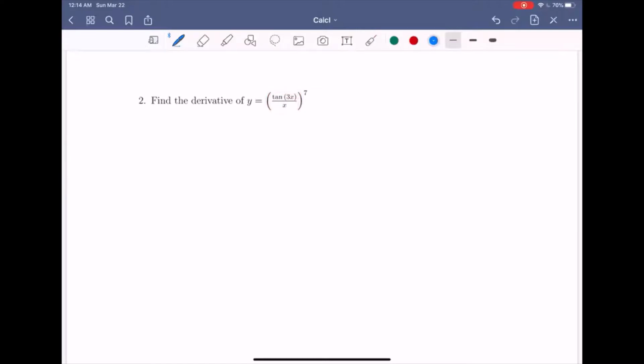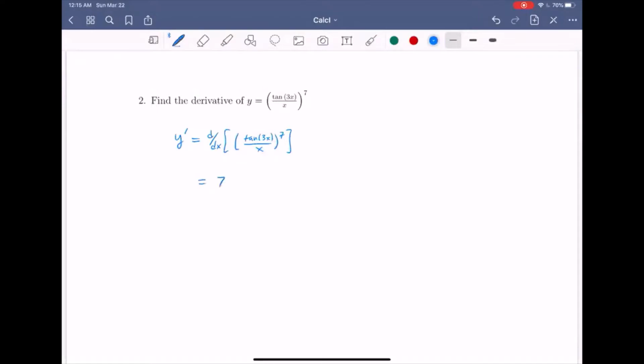So let me write the derivative of y. We could call it dy dx, or we could call it y prime. I'll just call it y prime for now. And that's going to be the derivative of all this stuff, tangent of 3x all over x, to the 7. All right. So now that I've written down what I'm going to take the derivative of, now I'm going to do it. And as we talked about before, this looks like a chain rule because I have a blah raised to the 7. So here we go.